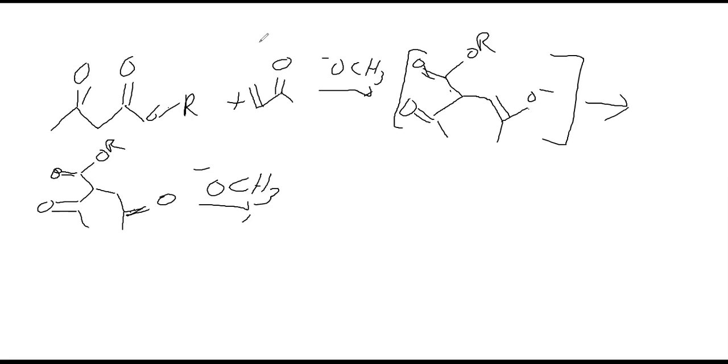So as we form the beta, with the alpha carbanion, we're going to attack the carbonyl, the ketone, rather than the ester group.